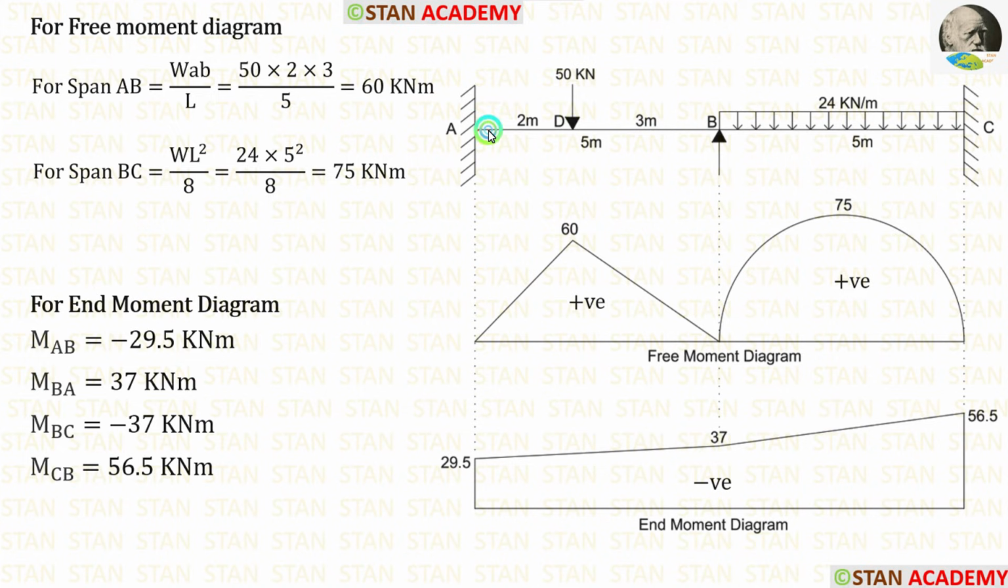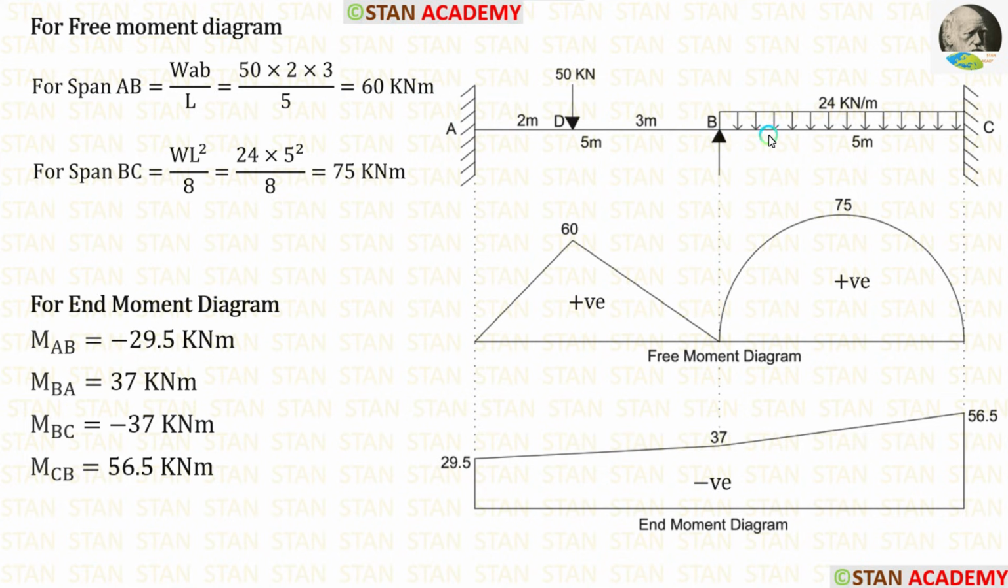First, let's see the span AB. In the span AB, there is a point load 50 kN. This point load is not acting on the center. If the point load is not acting on the center, the formula for the maximum bending moment in a simply supported beam is WAB upon L. Here, W is 50, A is 2, B is 3, and L is 5. After applying the values inside the formula, we are getting 60 kN meter.